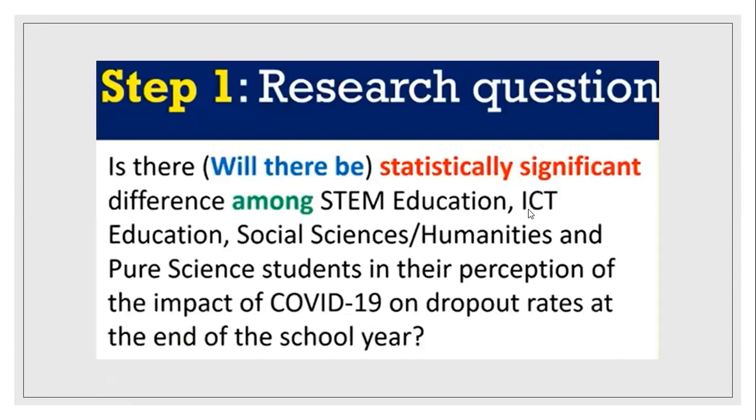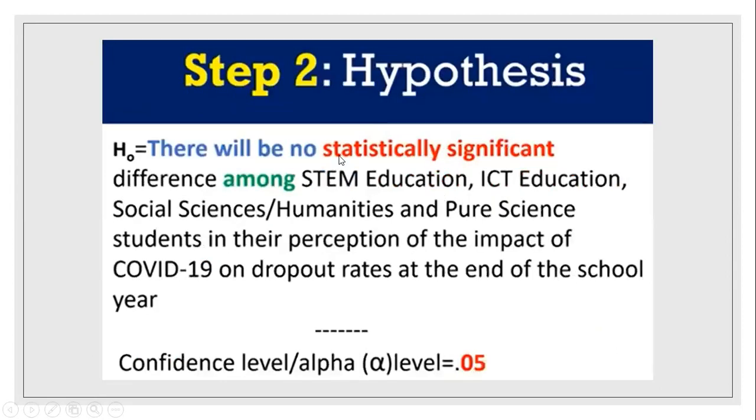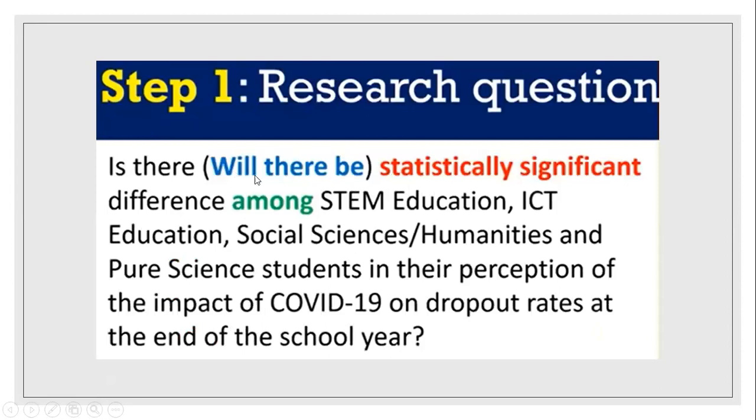Now let's take a look at this research question. The research question says, will there be, or is there a statistically significant difference among STEM education, ICT education, social science, humanities, and pure science students? Why am I using among? Because there are more than 2. You can see here that there are 4.